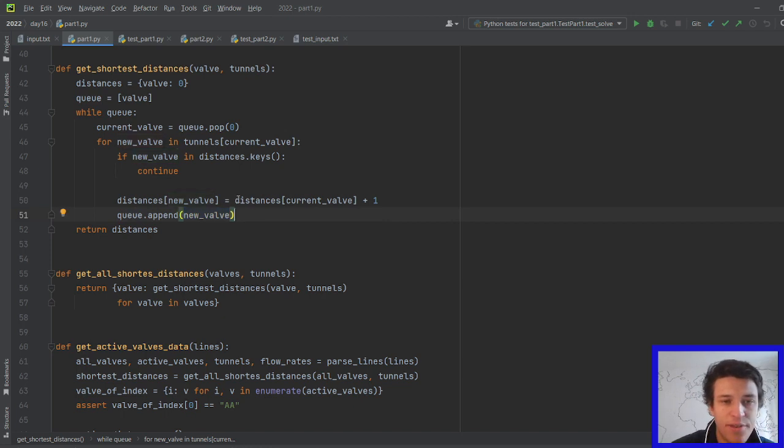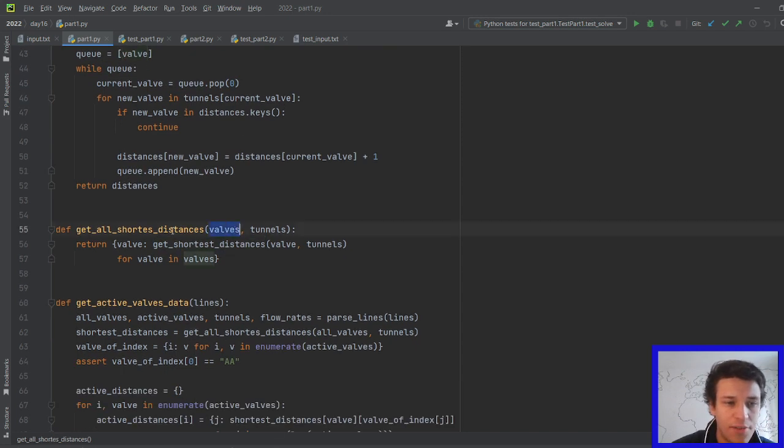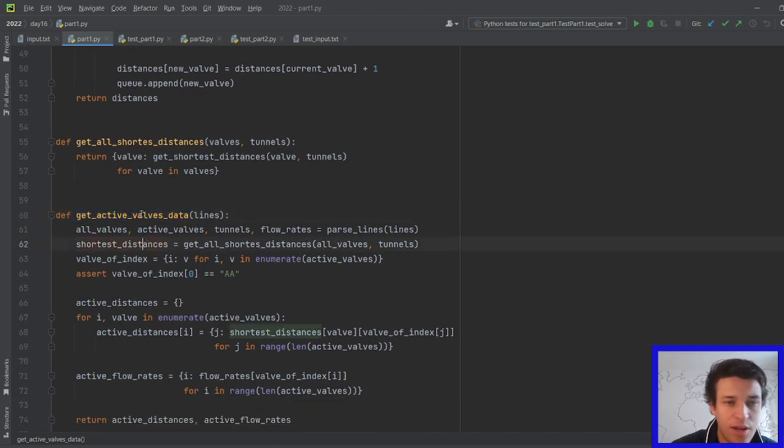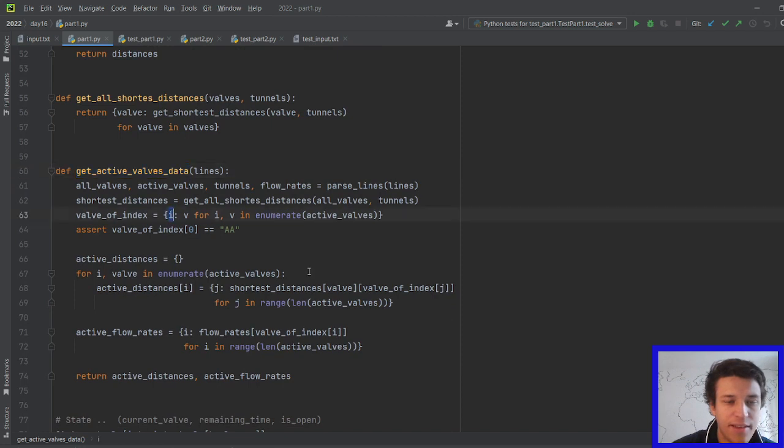And since we always increase the distance by 1, the queue will always be ordered by distances. So this is why this works, and it also gives us the shortest distance for a particular valve. We can do this for all the valves. And then we only care about the active valves, so we can also only get the data for those. So we will represent the active valves as indices, and we'll have a dictionary that maps the index to the name of the actual valve.